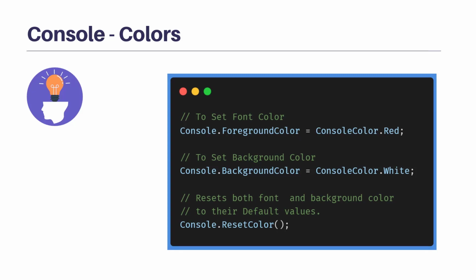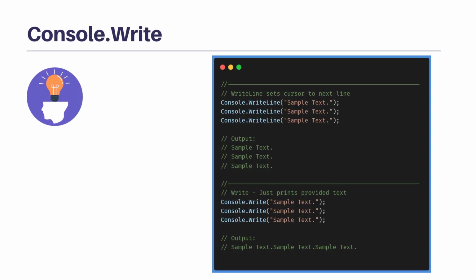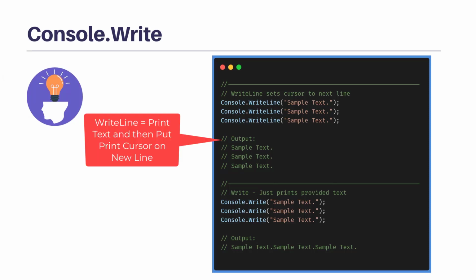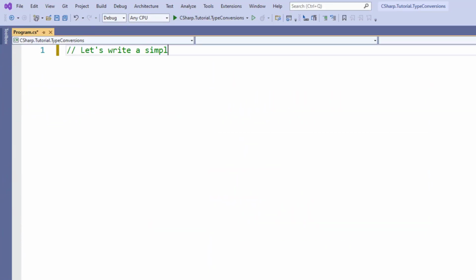Similarly, Console class provides two methods to print the text. One is Console.WriteLine that we already have seen, and the other is Console.Write. So what is the difference? Console.WriteLine prints the text and then also prints a new line character. So anything that you print after would be printed on the next line. And Console.Write just prints the text that we have passed. It doesn't print the new line character. So if you call Console.Write multiple times one after the other, all the text would be printed on the same line.